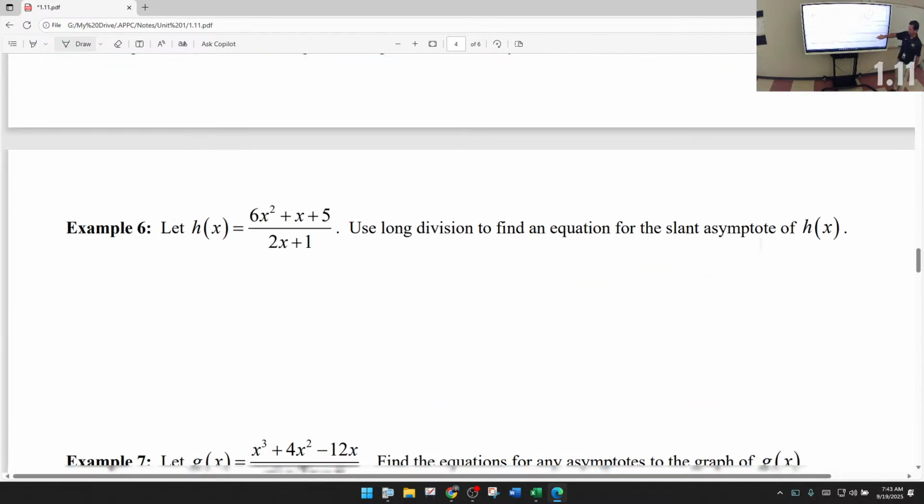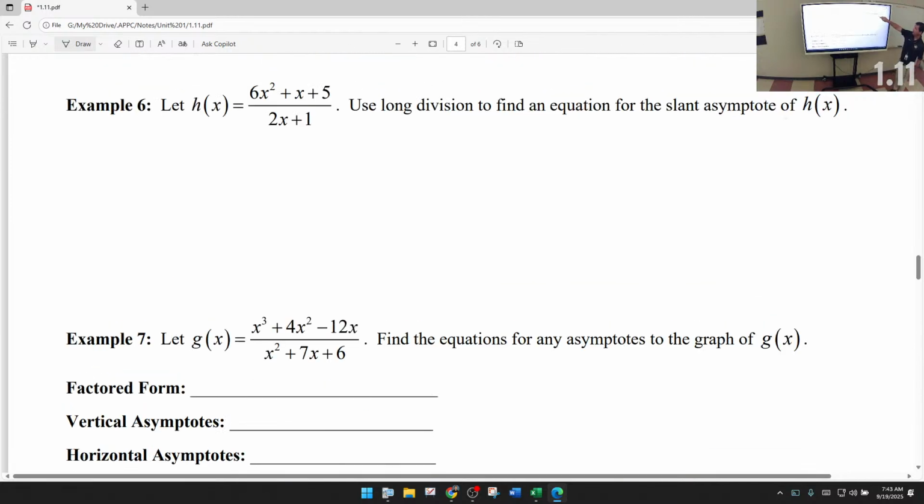I bet we have an example of something. Here it goes. Now, you see this, right? Use long division. If you don't use long division, you're going to get dinged because they're telling you what to do. If they tell you how to do it, make sure you do it that way. So we have 6x squared plus x plus 5 over 2x plus 1. You should already know that we have a slant asymptote because the degree on top is 1 more than the degree on bottom. If it was 2 more, you don't have a slant or a horizontal; you just say no slant, because it says slant.